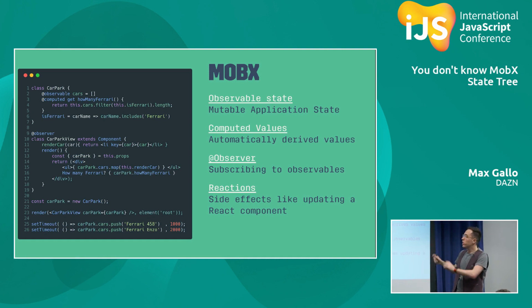Straightforward so far. This is quite easy. The view is not that interesting. The only thing to notice is that inside the car park view, which is a plain old React component, we added the observer decorator at the beginning, and that is actually what observer is: subscribing to observables.